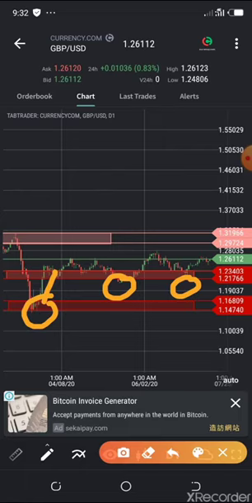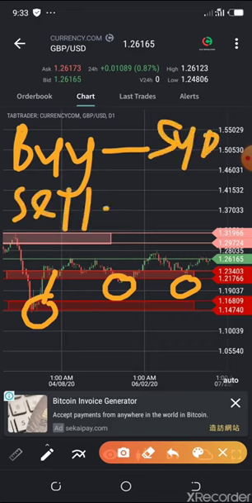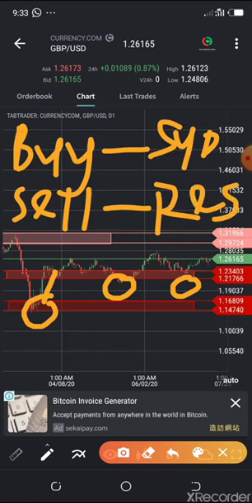You should always know what your support and resistance is before you enter a trade. Identify your support and your resistance. It's very, very important. You buy at the support zone, and then you sell close to your resistance zone. Common sense is applied. You sell close to your resistance zone, and you buy close to your support zone.